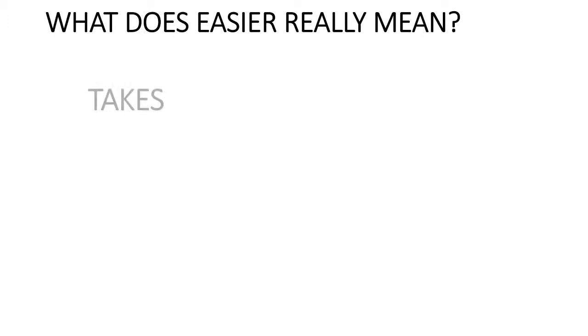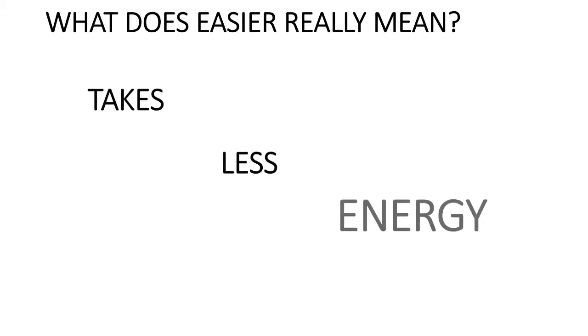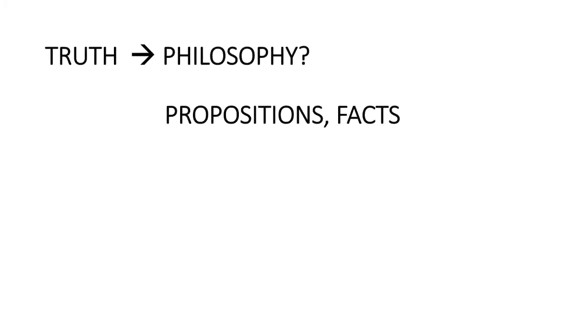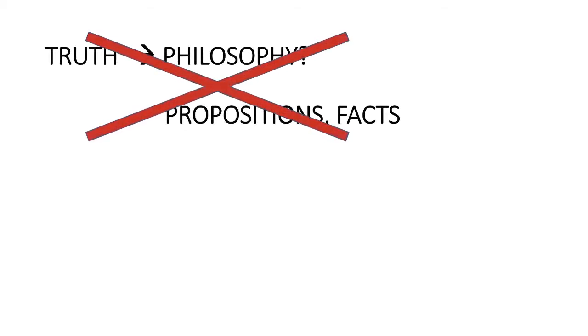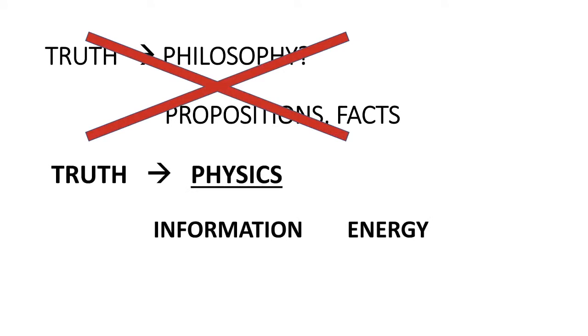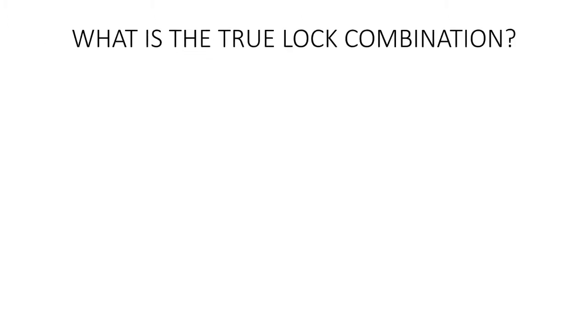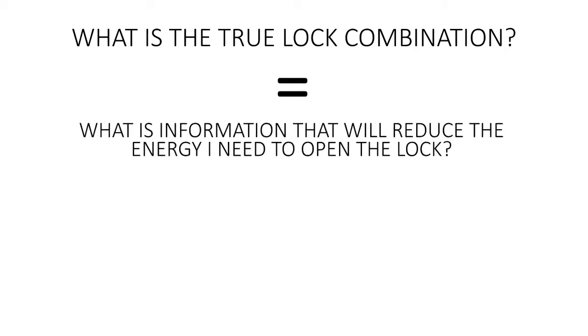It actually does. Something that's easier is something that takes less energy. So is truth really philosophy? Does it really involve things like propositions and facts, or is truth physics? Is truth something completely different that involves information and energy? So when you're asking the question, what is the true lock combination? That's the same thing as asking, what is information that will reduce the energy I need to open the lock?